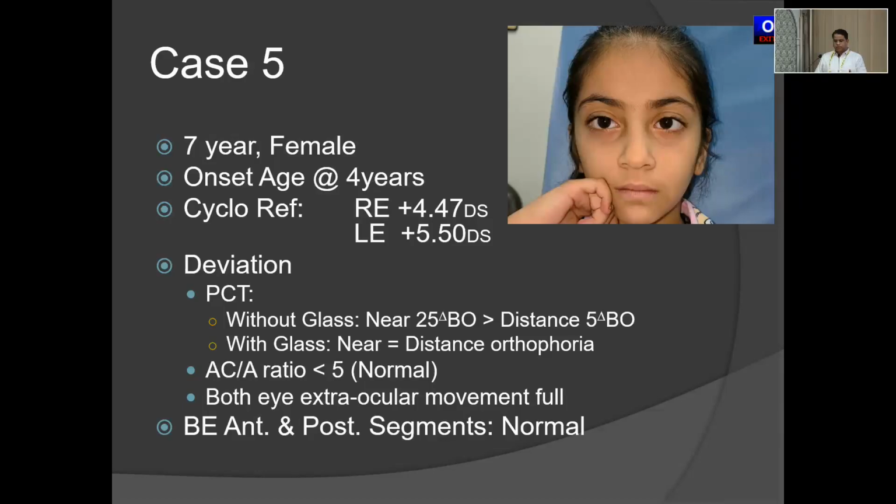Case 5 is a 7-year-old female, refractive error was plus 4.5 in the right eye and plus 5.5 in the left eye. The deviation was more for near.